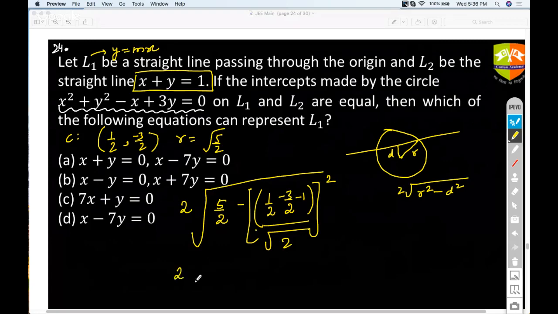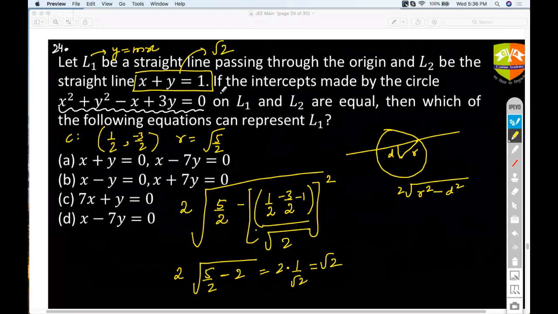So this is going to be 2 times under root of 5 by 2 minus, and if I'm not mistaken, this is just going to be 2 by root 2 square. Root 2 square is going to be 2. So this is going to be 2 into 1 by root 2. That's going to be root 2 itself. Right? So the intercept made by the circle on this line is root 2.